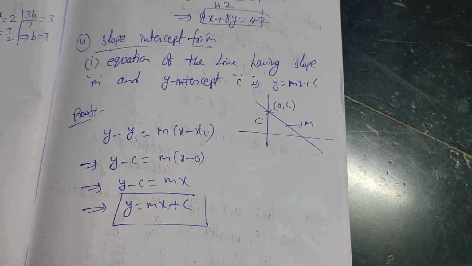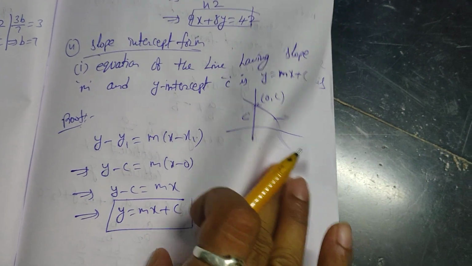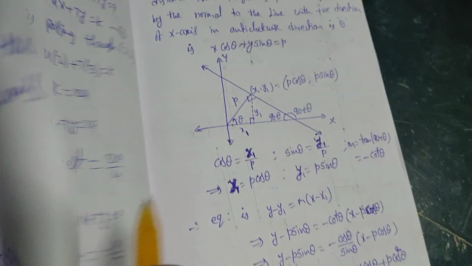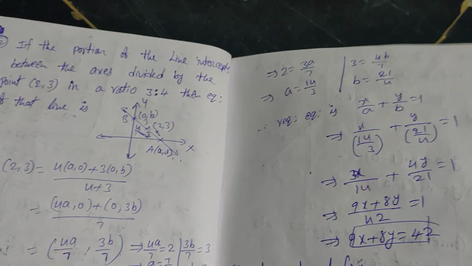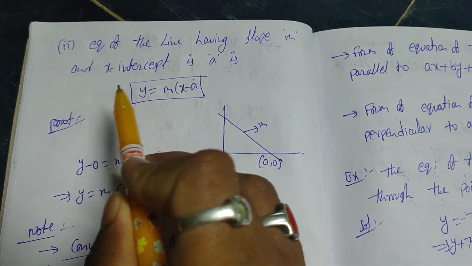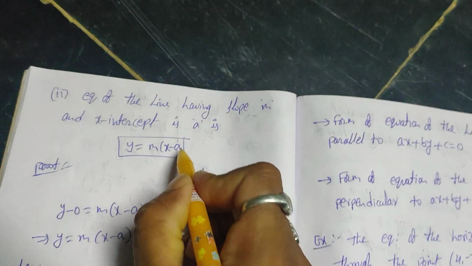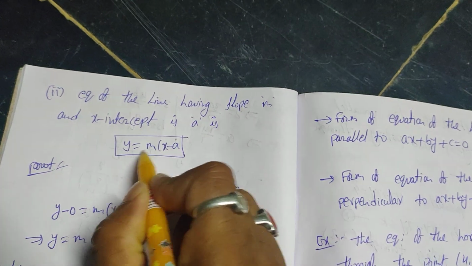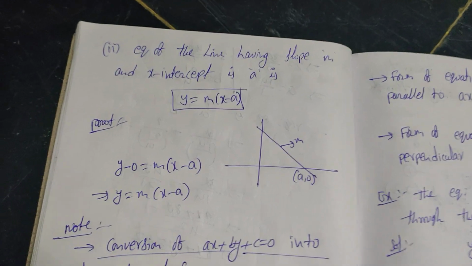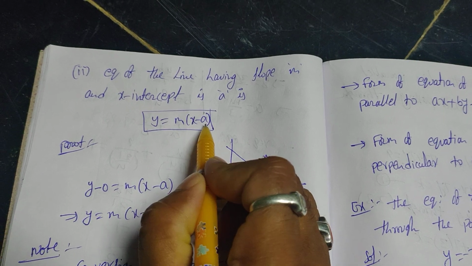Very, very important form. Next one. If you know the x-intercept and slope, then the equation of the line having slope m and x-intercept a is y is equal to m into x minus a. This is a whole bracket, this m is for the total x minus a also.